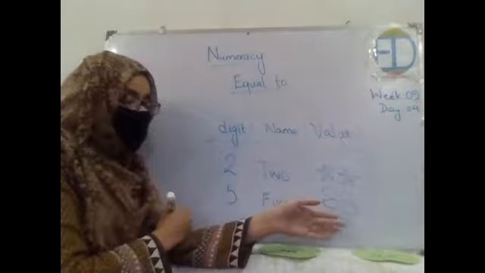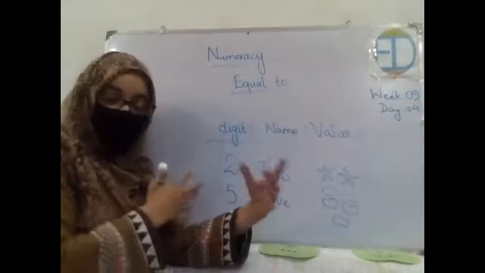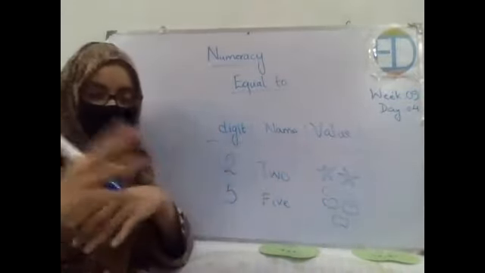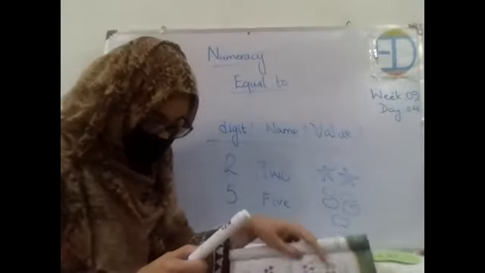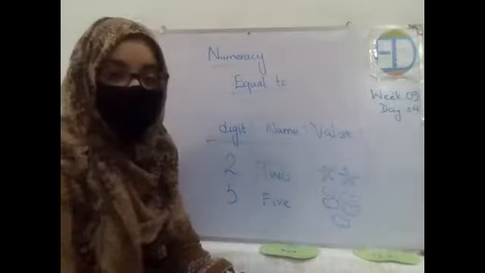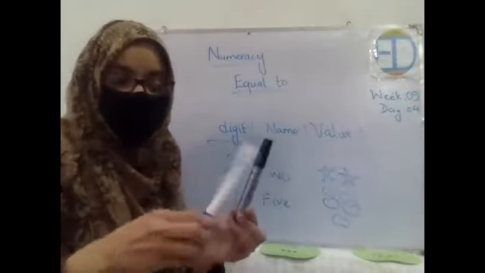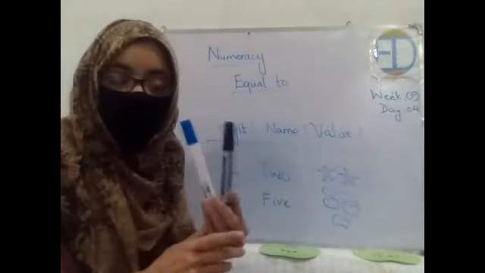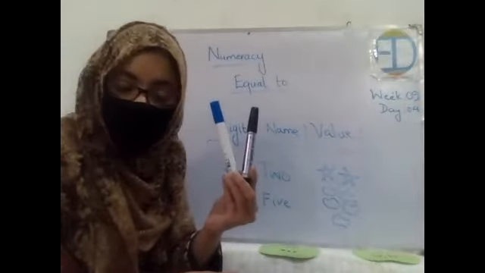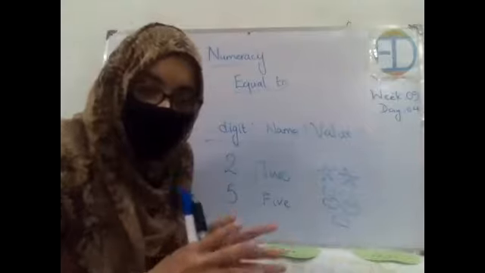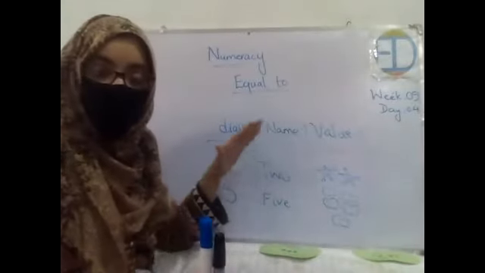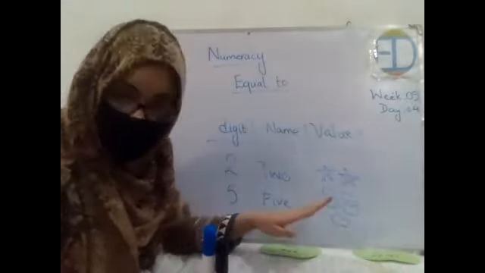Or if you do not know the value of it, let's say you know counting 1 2 3 4 5 6 7 8, but you don't know that the number 2 means this much number of things, that you will be having this much number of markers, then there is no benefit of knowing only the digit, right? So you are supposed to know all of these three things.